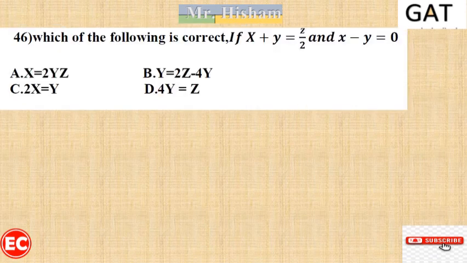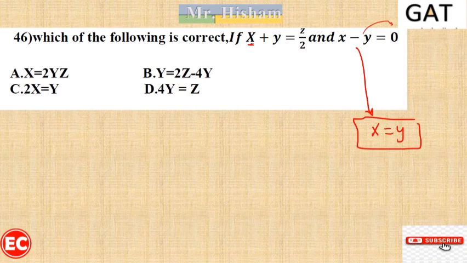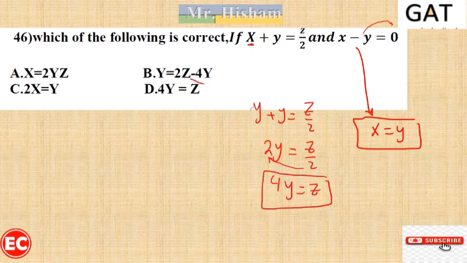Question number 46. Which of the following is correct if x plus y is equal to z over 2 and x minus y is equal to 0? x minus y is equal to 0 means that x is equal to y after moving y to the right hand side. So if I replace this x with y, it's going to be y plus y is equal to z over 2. So 2y is equal to z over 2. If I cross multiply, 4y is equal to z. So the right answer is D.